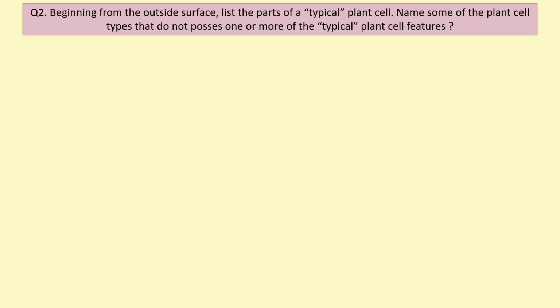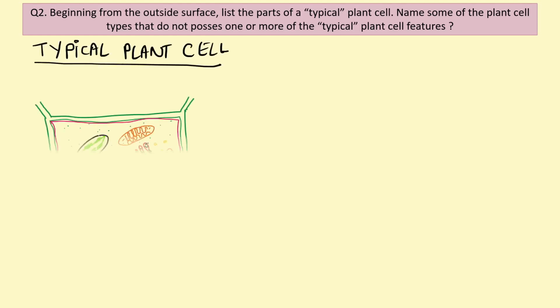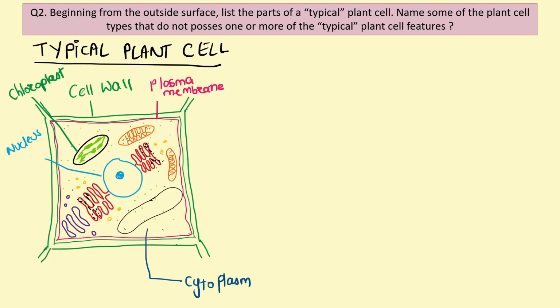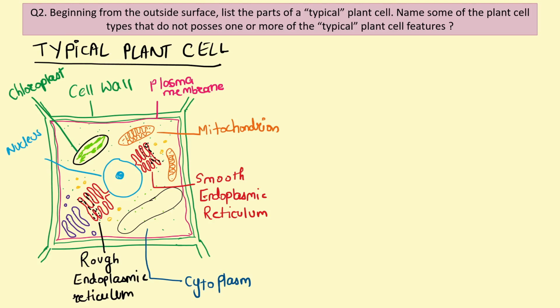Now let us solve the second question, which is, beginning from the outside surface, list the parts of a typical plant cell. Name some of the plant cell types that do not possess one or more of the typical plant cell features. A typical plant cell has a cell wall, a plasma membrane, a cytoplasm, a nucleus, a chloroplast, a mitochondria, a smooth endoplasmic reticulum, rough endoplasmic reticulum, Golgi bodies, ribosomes, and a vacuole. But some cells in the plants do not have a typical feature, like some tissue cells.